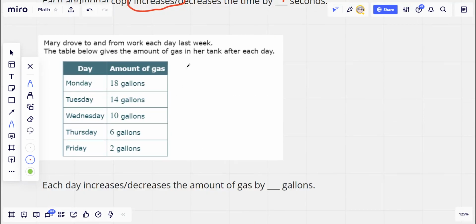So this one says, Mary drove to and from work each day last week. The table below gives the amount of gas in her tank after each day. So Monday, Mary had 18 gallons, then Tuesday, 14 gallons, then Wednesday, 10 gallons. Oh my goodness. That's a lot of gas she's using.